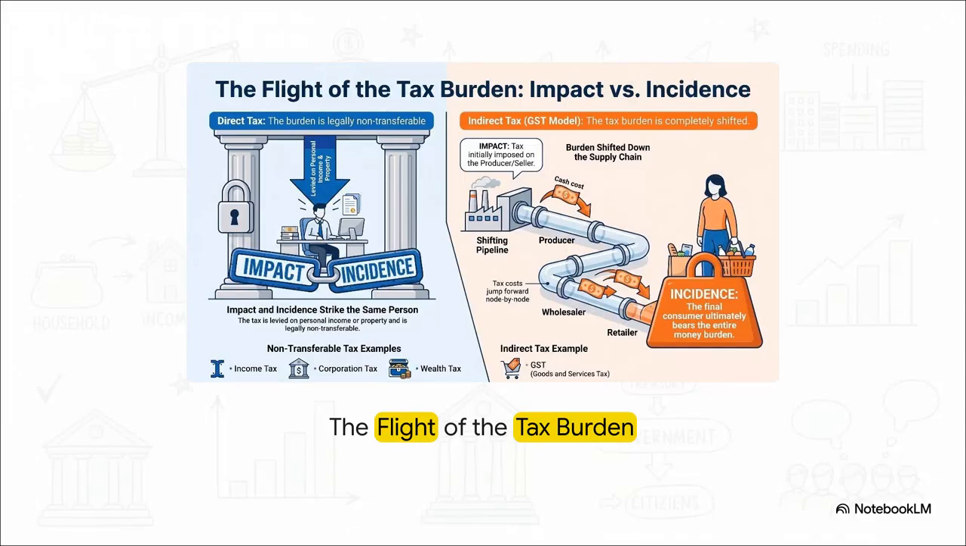And this brings up an absolutely crucial distinction in economics: impact versus incidence. With a direct tax, the impact and the incidence hit the exact same person. But with an indirect tax, like a goods and services tax, the initial impact hits the producer. However, that cost jumps node by node down the supply chain until the final incidence lands squarely on the final consumer. Ultimately, you're the one absorbing that cost at the checkout counter.